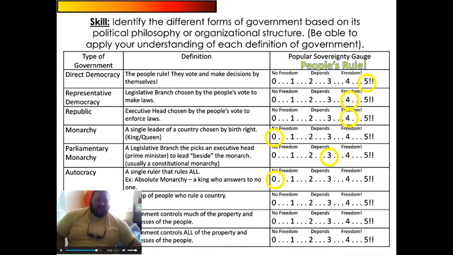Autocracy. Autocracy, one ruler has all the power. It's like an absolute monarchy, except there's no king. Typically, this is a dictator. They have all the power. An example of this would be Russia right now under Putin. He has all the power.